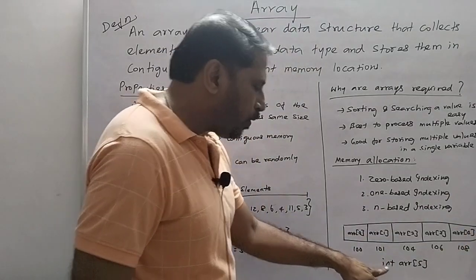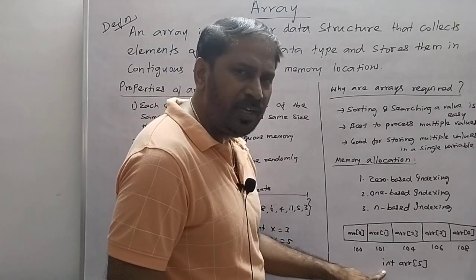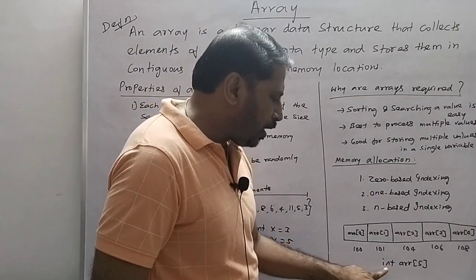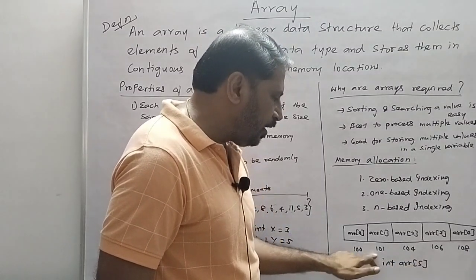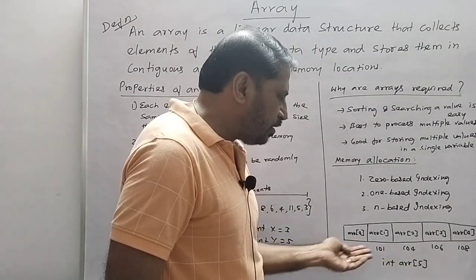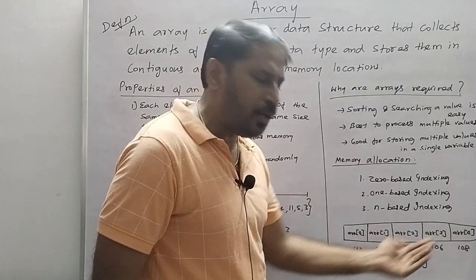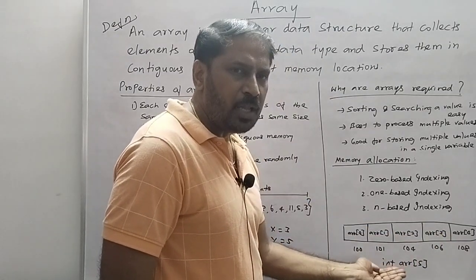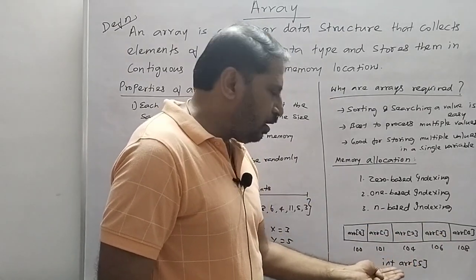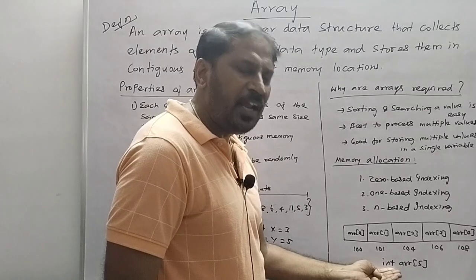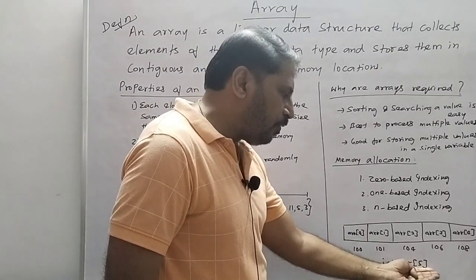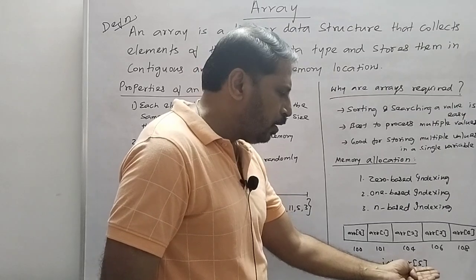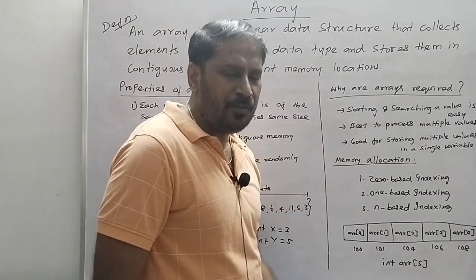Okay. So how can we represent this? How can we declare it in the program? We declare int ARR[5]. Why int? Because these numbers are integers, so we use the integer data type, and the name of the array is ARR. How many values are we manipulating? We are manipulating 5 values here.